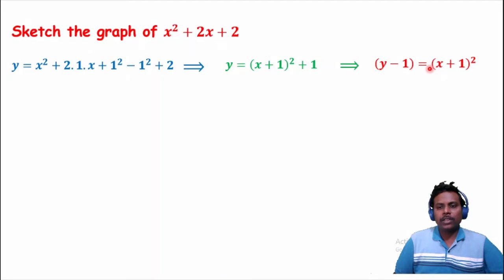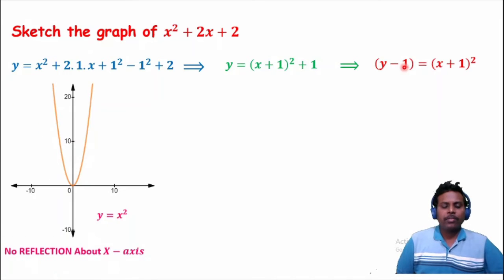After getting the expression into this form, you have to check whether there is any reflection, horizontal or vertical compression, or vertical stretch. If you replace y minus 1 with y, and x plus 1 with x, then you get y is equal to x square. So the graph is intact. There is no reflection, no vertical stretch and no horizontal stretch. So first we have to draw the graph of y is equal to x square. Observation is no reflection about the x-axis.